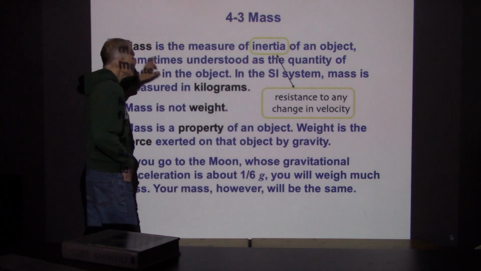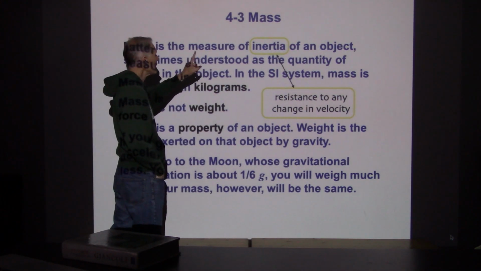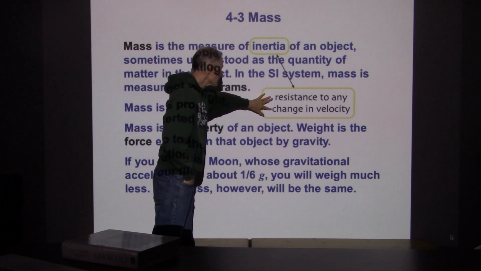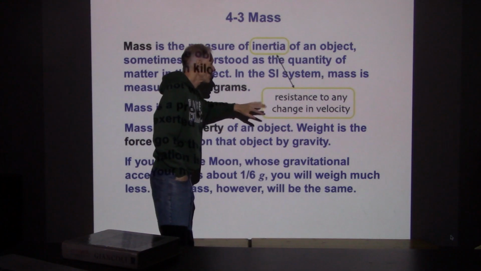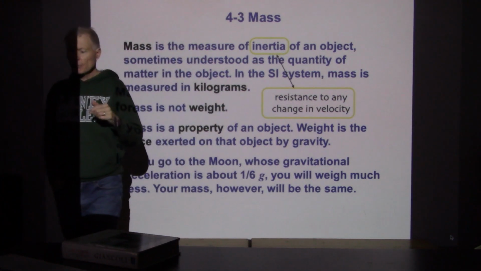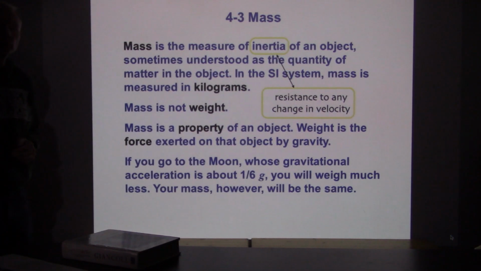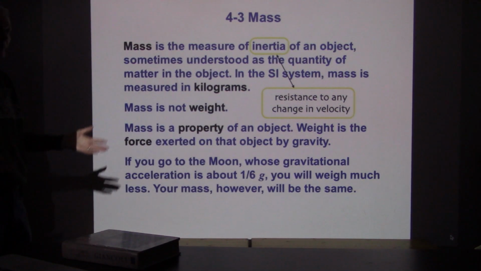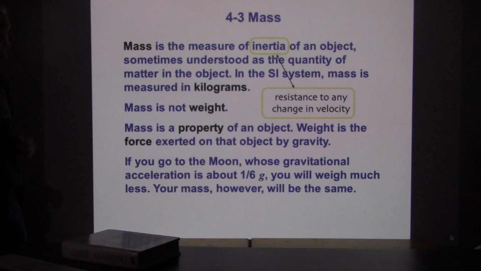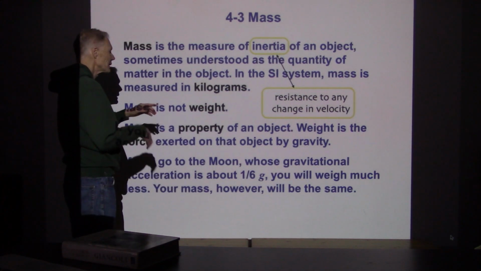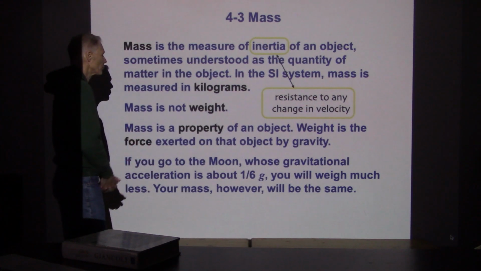Now, mass is measured in kilograms, and property 1 is inertia, and that's a resistance to acceleration. Another way to state that is it makes it harder to change the velocity of an object. If an object's moving along and it's got a lot of mass, it's going to be hard to slow down. Mass is a property of the object. It stays with the object wherever it goes.